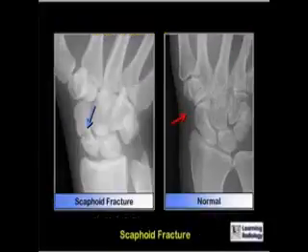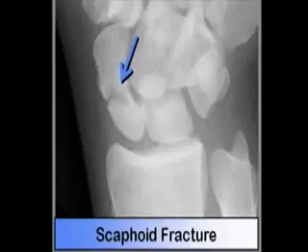The blue arrow is pointing to a transverse lucency through the waist of the scaphoid that represents a fracture. There is obliteration of the normal scaphoid fat stripe. The red arrow is pointing to the normal fat stripe.